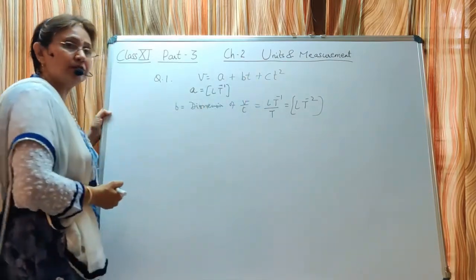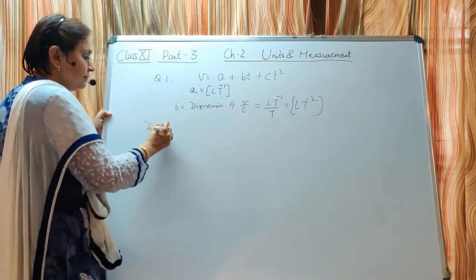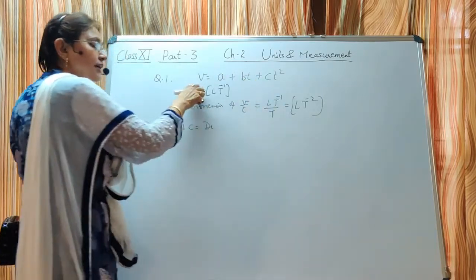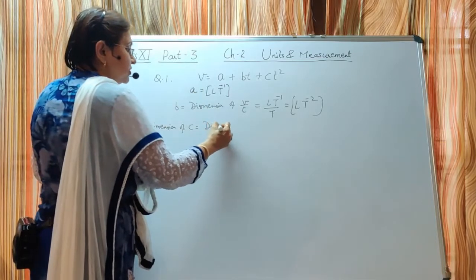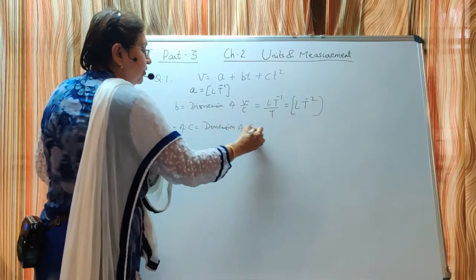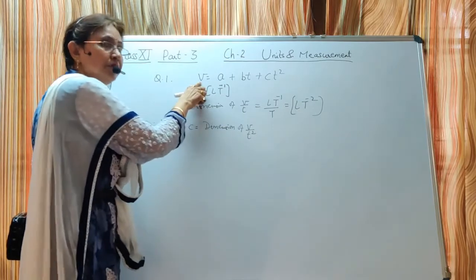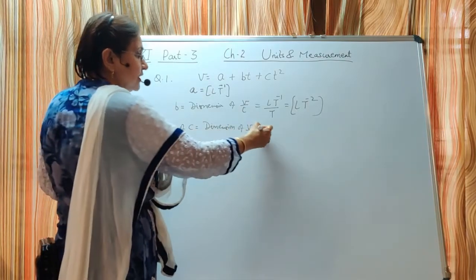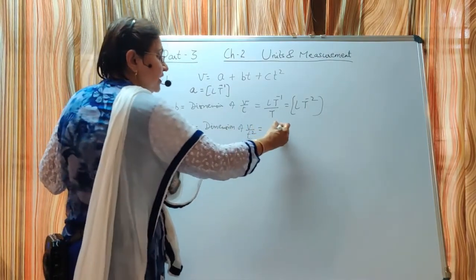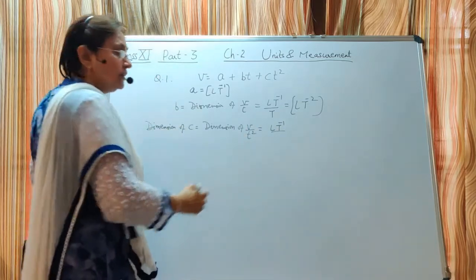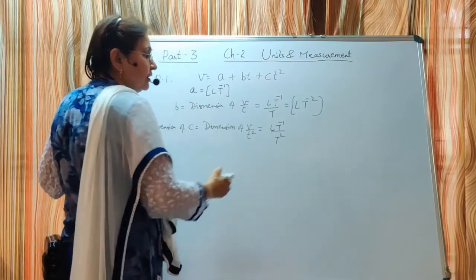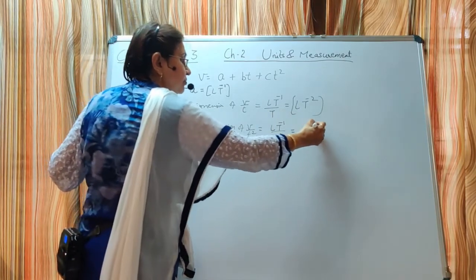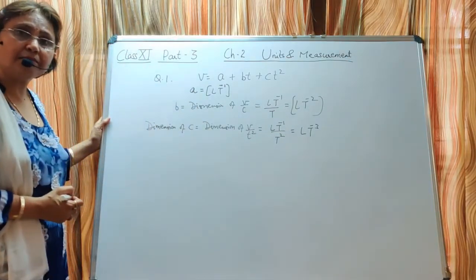The same way we can find out the dimension of C. Dimension of C should be equal to dimension of V upon T square. Why? Because velocity and C into T square should have the same dimension. V has a dimension LT^-1. T square will be T raised to the power plus 2. So this will be equal to LT^(-1-2). This becomes LT^-3.